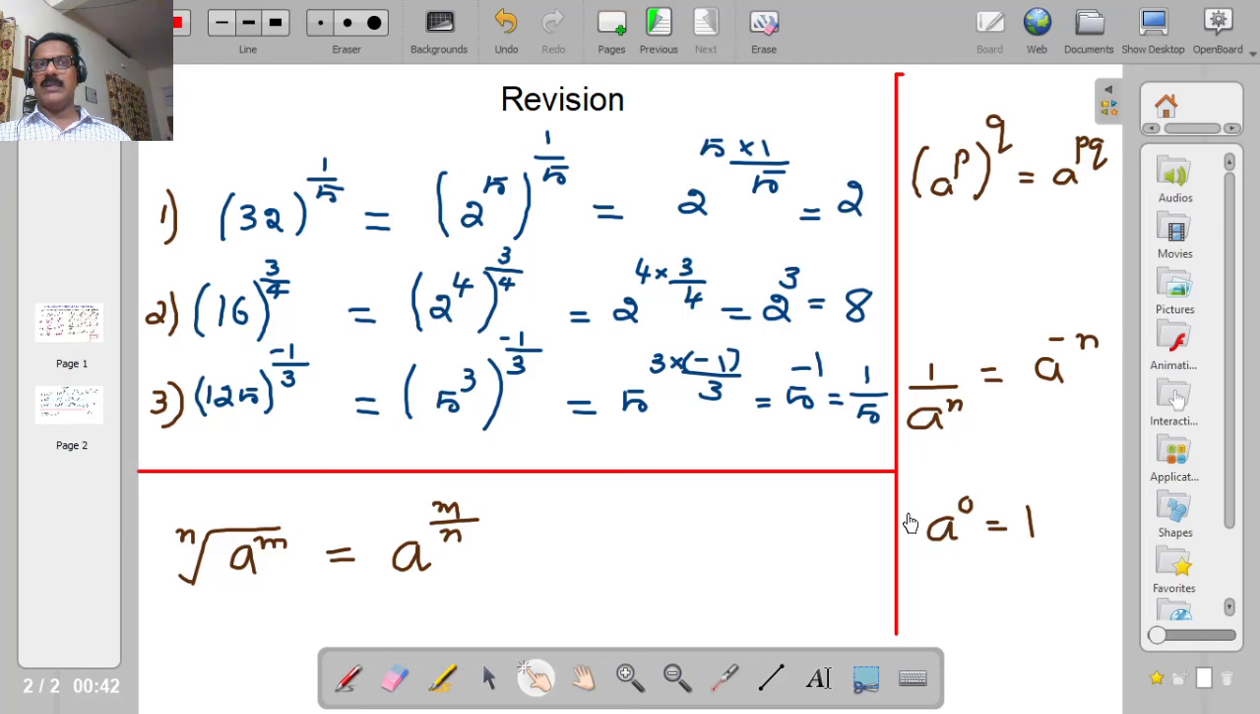Remember this also, a raised to 0 is equal to 1. Why? a is equal to a. Divide both sides by a. We get a raised to 1 minus 1, which is 0. And here a and a will get cancelled, resulting in 1. So a raised to 0, any number raised to 0 is equal to 1.